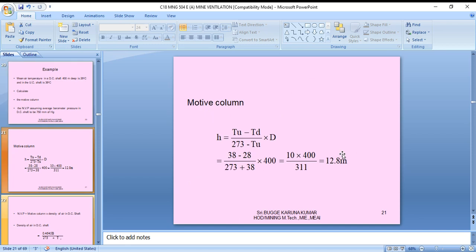Right. So motive column formula: you apply (TU minus TD) divided by (273 plus T), multiplied by the depth, 400. So 38 degrees minus 28 degrees divided by 273 plus the upcast shaft temperature, multiplied with 400. We will get 12.8 meters, the motive column of the particular conditions. Please note down.